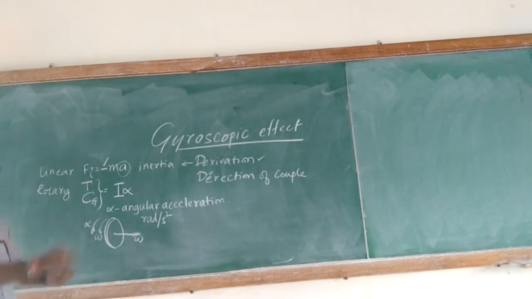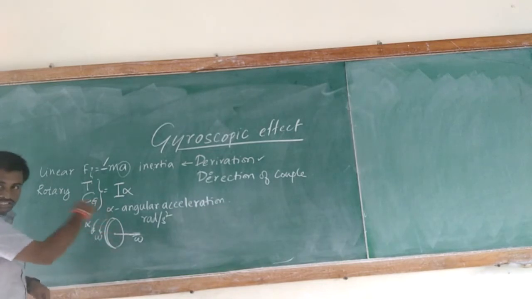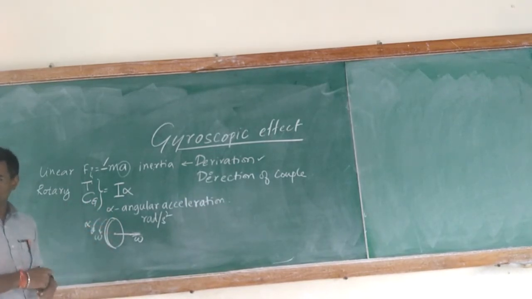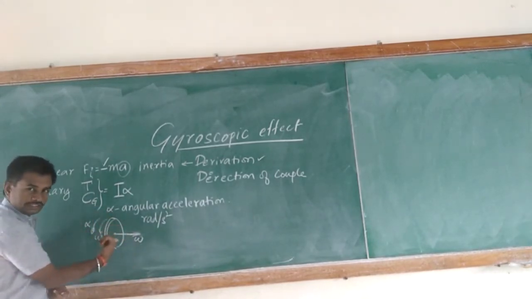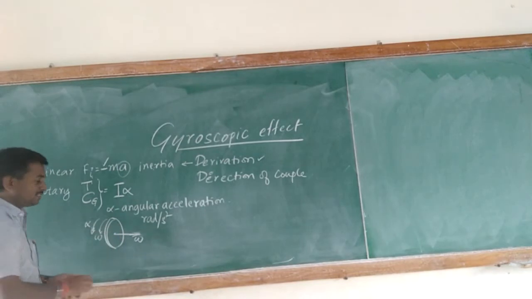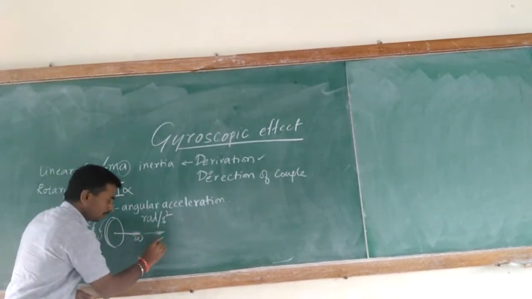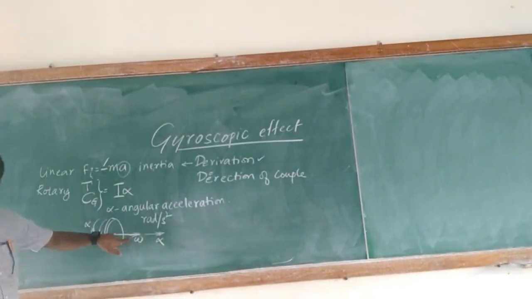Now this angular velocity is increasing. Because it is increasing, this alpha is in this direction. Once again, what is the direction of alpha? Keep your fingers in the direction. Thumb will give us the direction of alpha. Here single arrow, here double arrow.